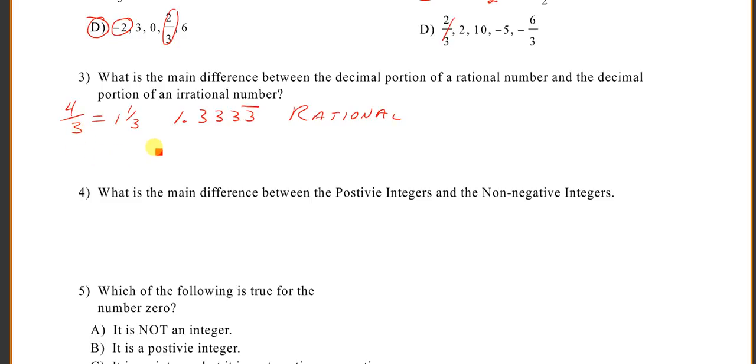Now an irrational number cannot be expressed as the ratio of two numbers. It will have a decimal portion, but the decimal portion will never end, and it will never repeat either. So although it goes on forever, there will never be a repeating pattern. An example would be pi.